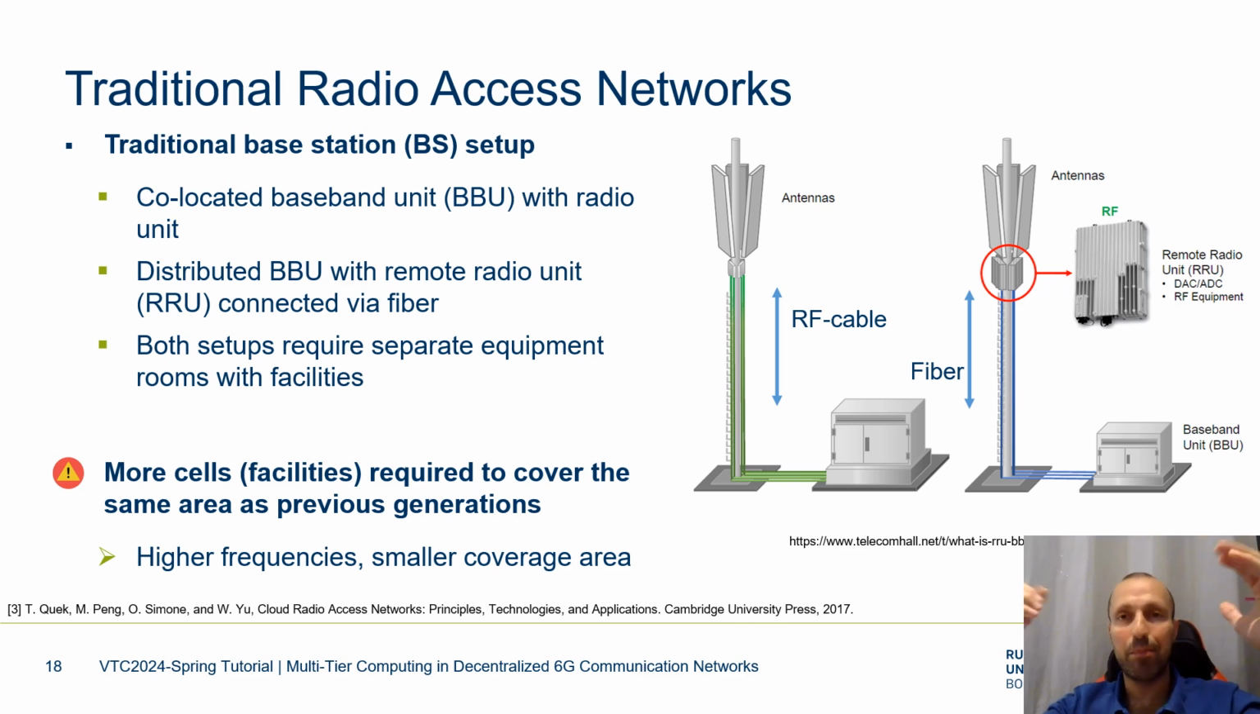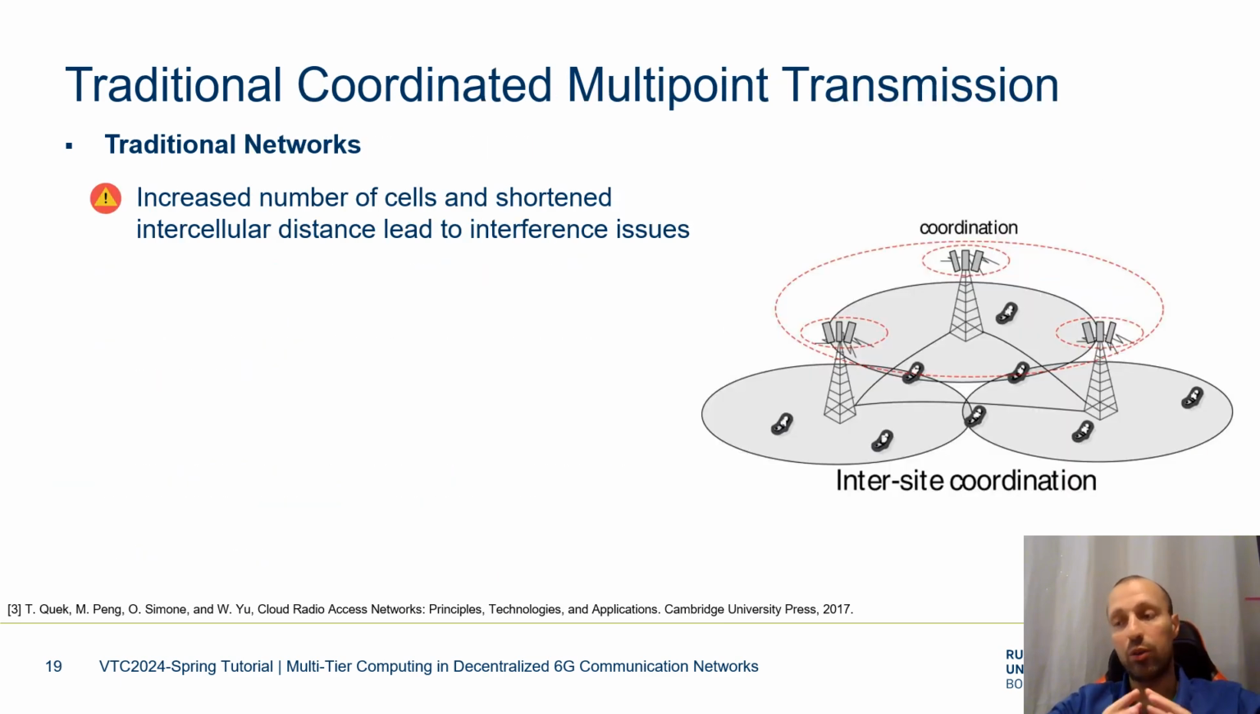complications in the setup, especially if you need to serve a huge number of cells, such as the case in nowadays multi-landscaped type of radio access technologies. So more cells require more facilities. You need to cover the same area as in previous generations, and that's exactly the discussion in the current generation. So you need higher frequencies, you need a small coverage area, and of course you need to start discussing more advanced technologies.